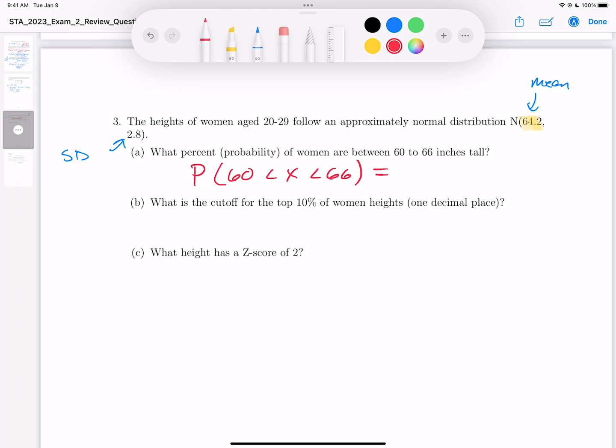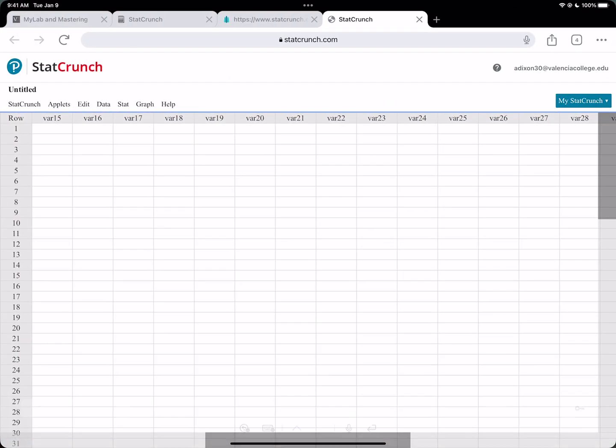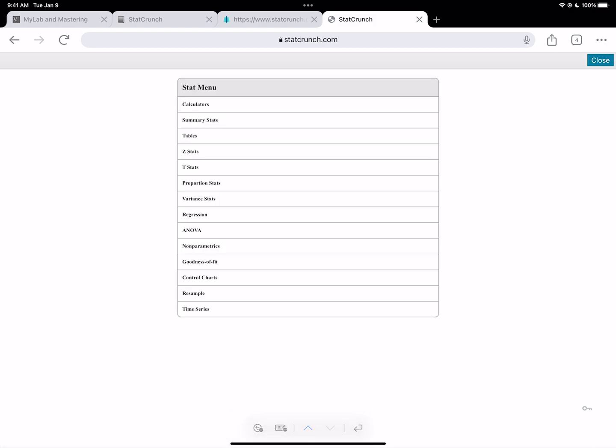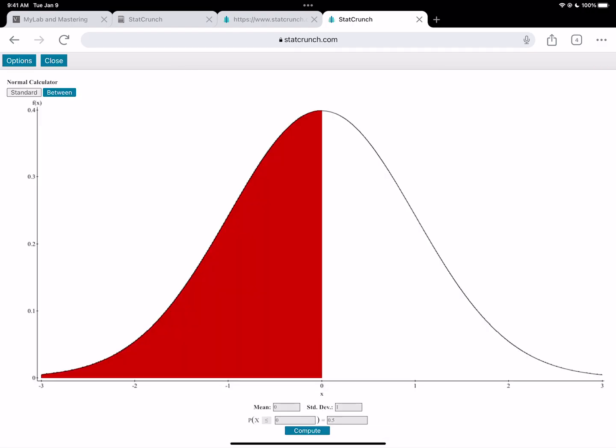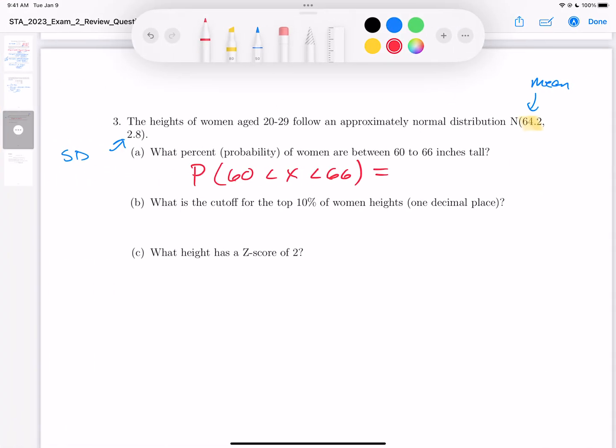This is StatCrunch. In StatCrunch, let me pull up StatCrunch here, we go to the stat column, we go to calculators, and we go to normal calculator. So let me write that down for you. That was stat, calculators, normal calculator.